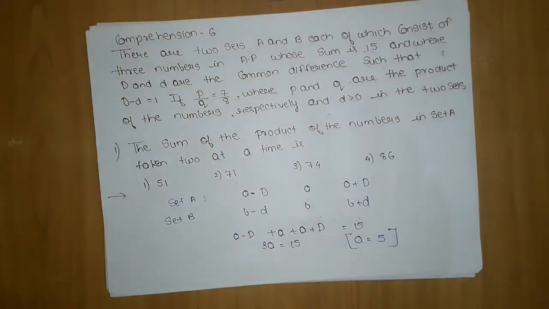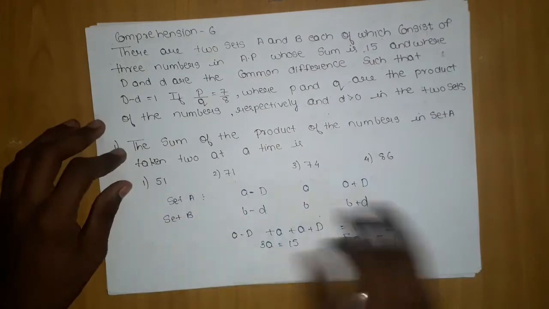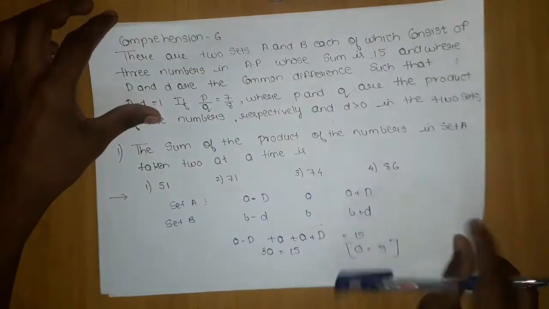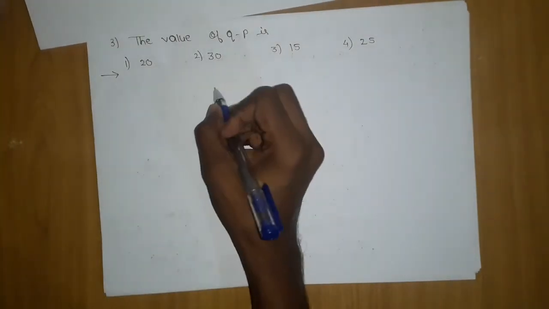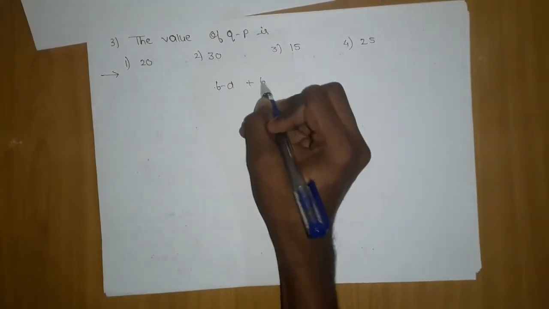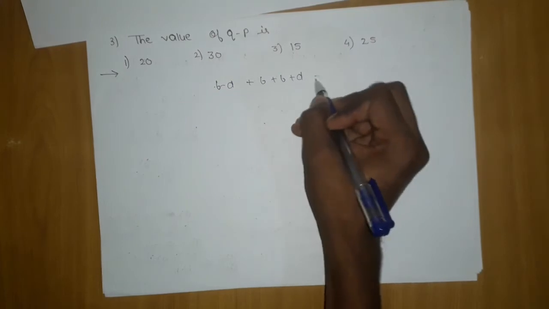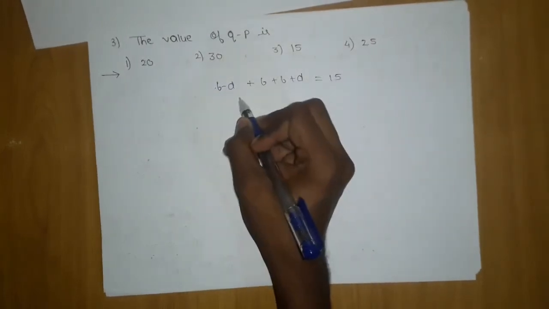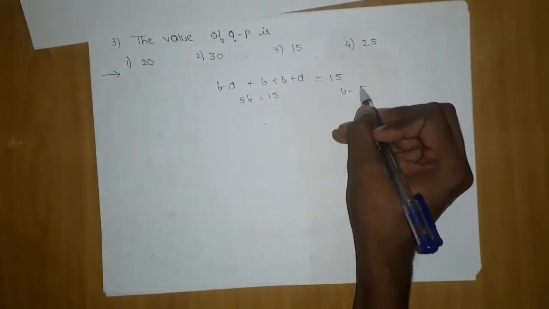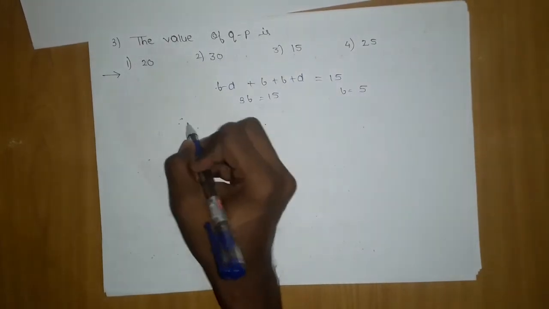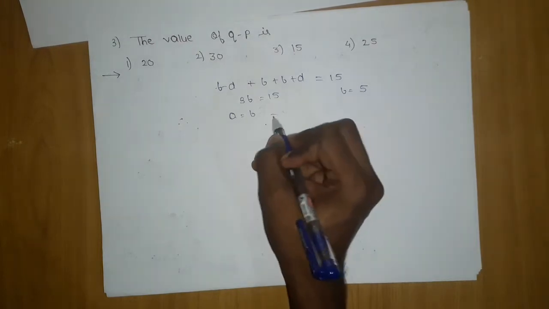Now they are telling whose sum is 15, so this condition also applies to set B terms. So let's apply this condition to set B terms: B minus small d plus B plus B plus small d should be equal to 15. Again the d will cancel out, 3B will be 15, so B is equal to 5. So what is the conclusion? A is equal to B is equal to 5.